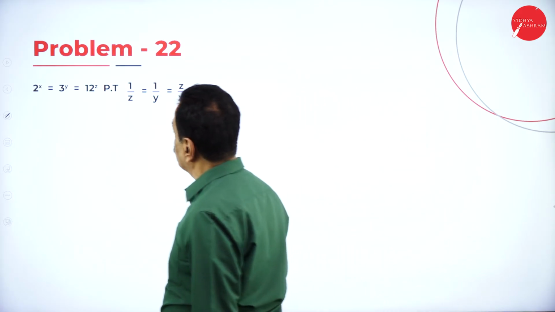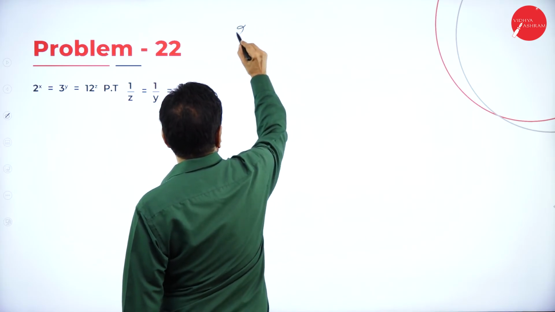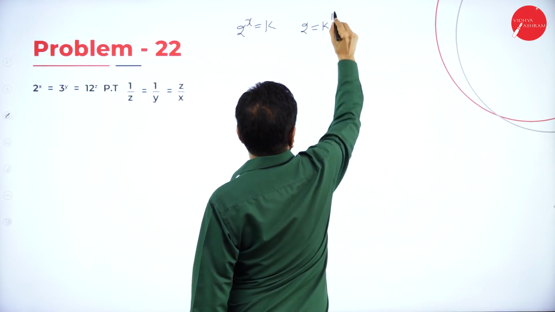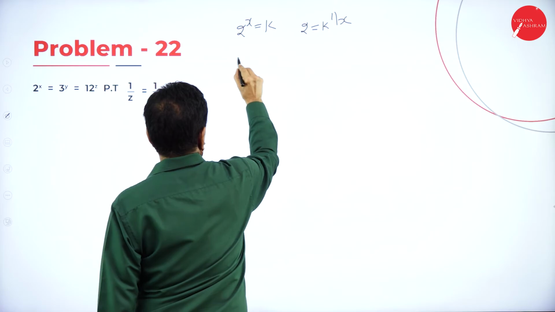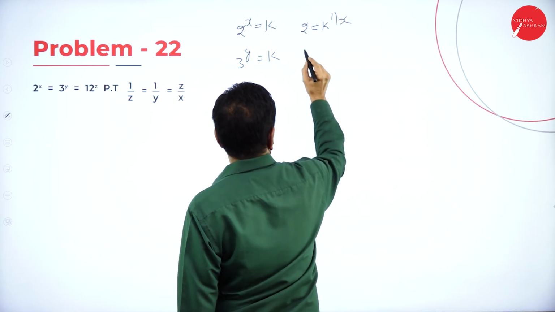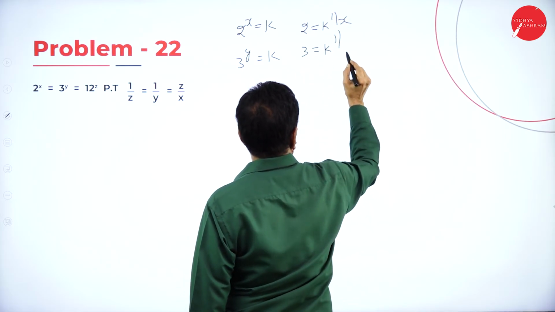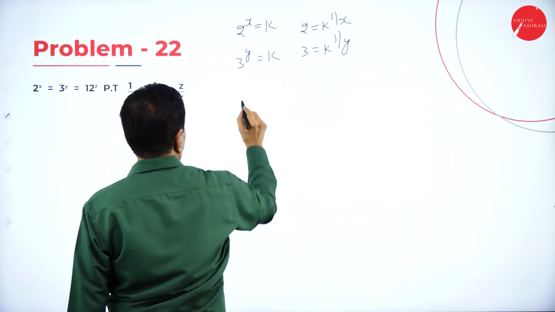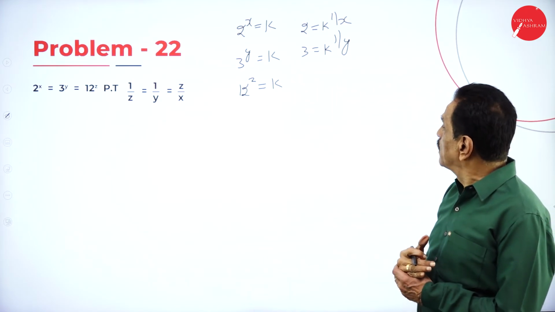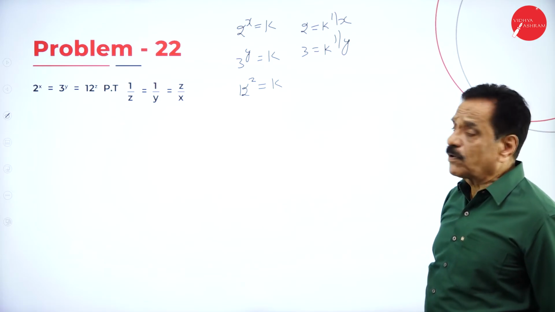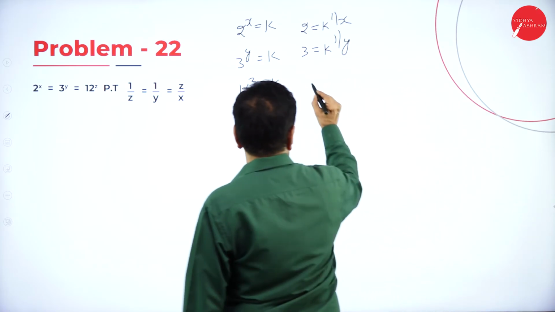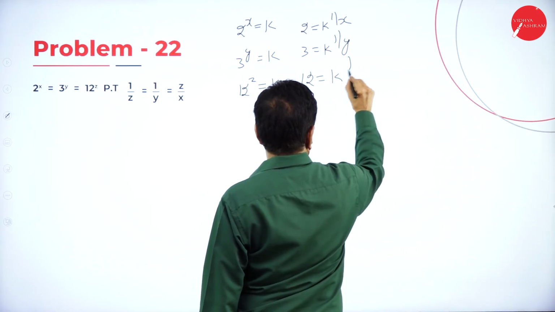2 to the power of x, 3 to the power of y, same thing. 2 to the power of x is equal to k, so 2 is equal to k to the power of 1 over x. 3 to the power of y is equal to k, so 3 is equal to k to the power of 1 over y. 12 to the power of z is k, so 12 is equal to k to the power of 1 over z.